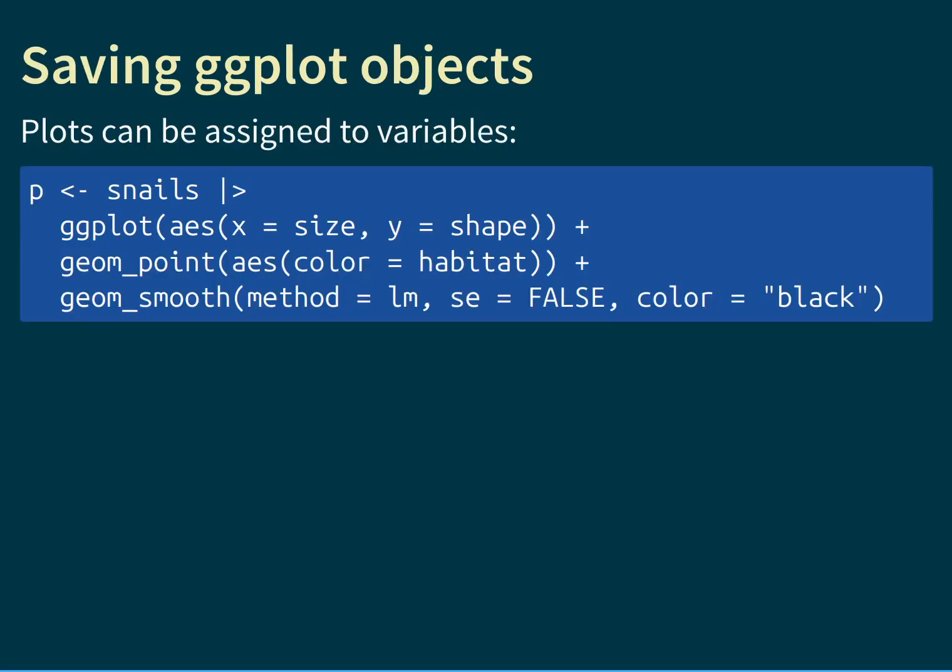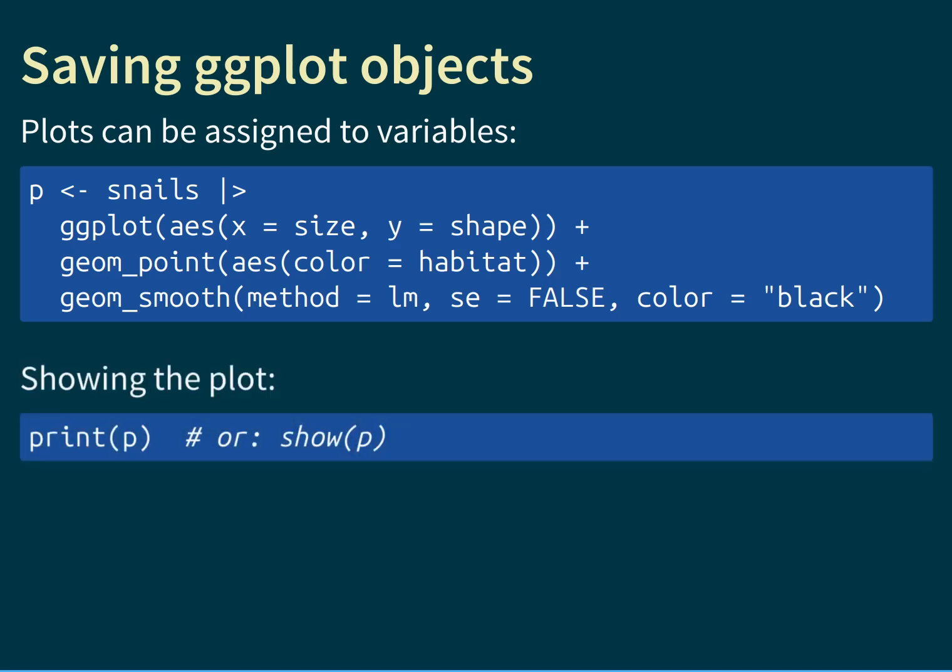Final topic for today, saving plots to disk. So let us generate the exact same graph that we've done in the previous slide. The only difference here is that we are assigning it to a variable. Yes, that is perfectly legal. Plots can be assigned to variables. So in this case, we are assigning the result of this plotting to the variable p. Once we do that, we can do various things with it.